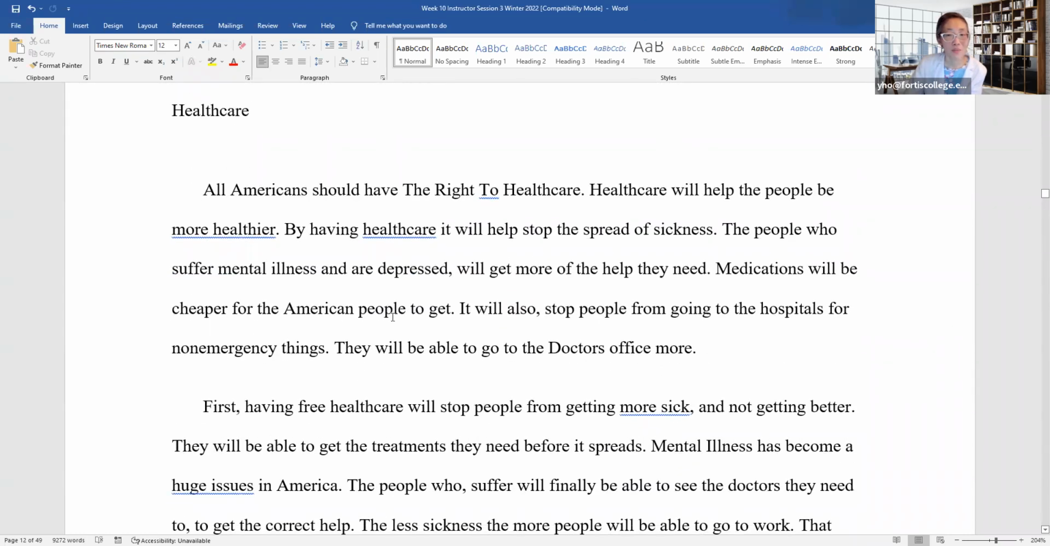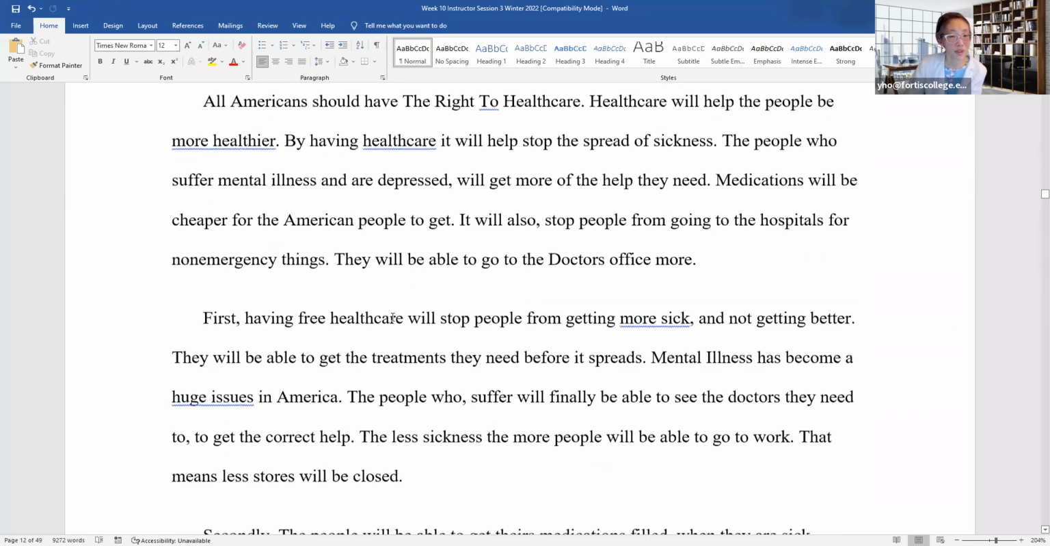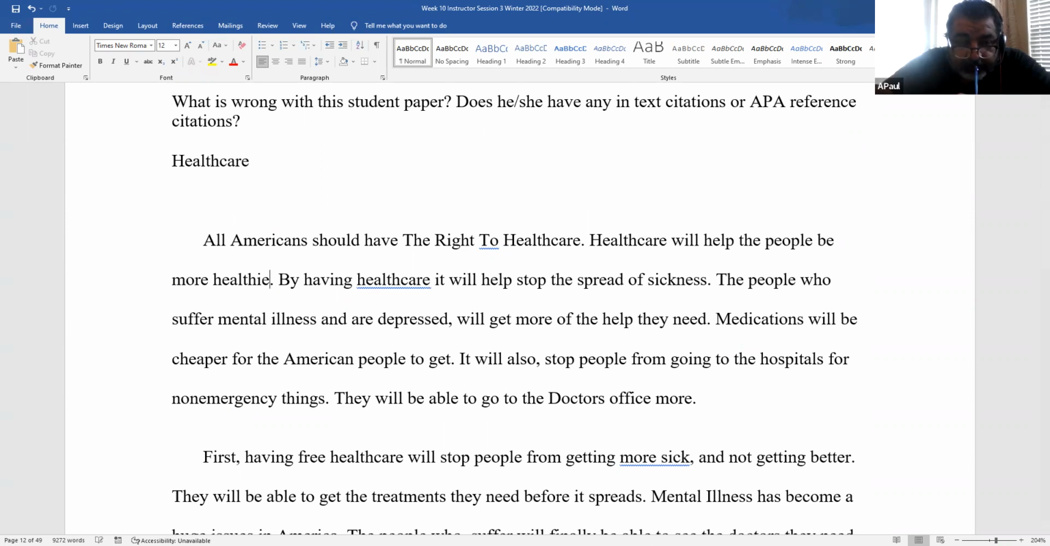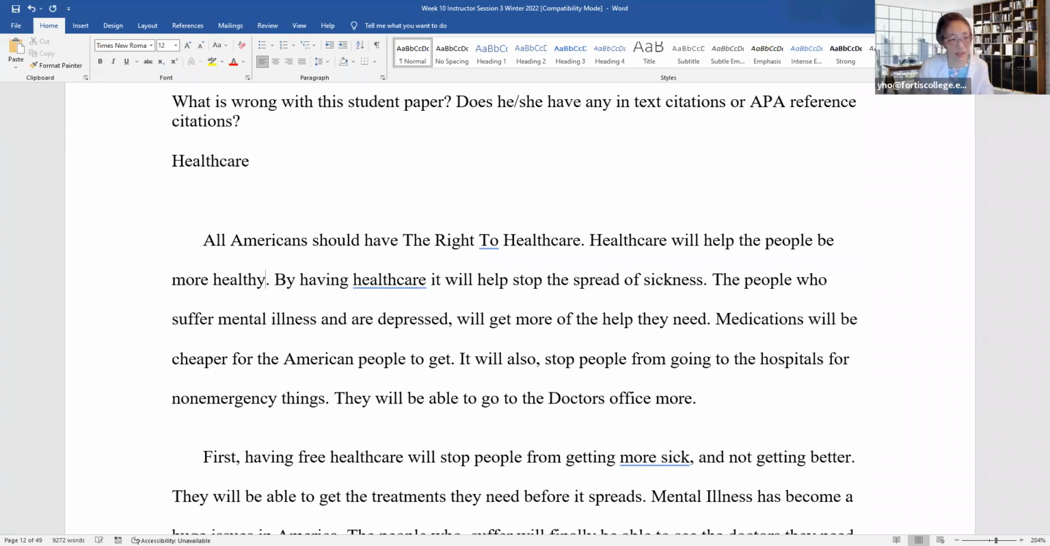I believe this comes from somebody from this quarter. "I think all Americans should have the right to health care. Health care will help the people be more healthier." Do we say more healthy, or do we say more healthier? Well, we can either say healthier or more healthy. Either way would be good, but not more healthier. That's kind of redundant. So more healthy.